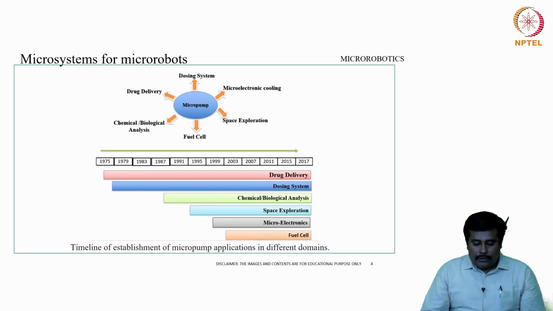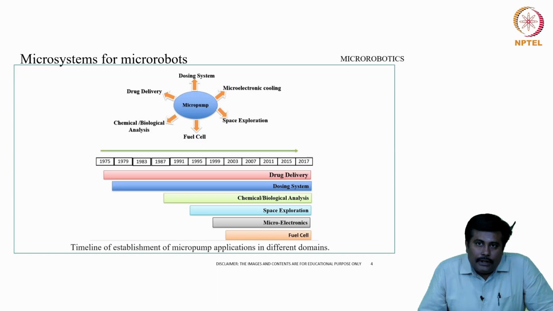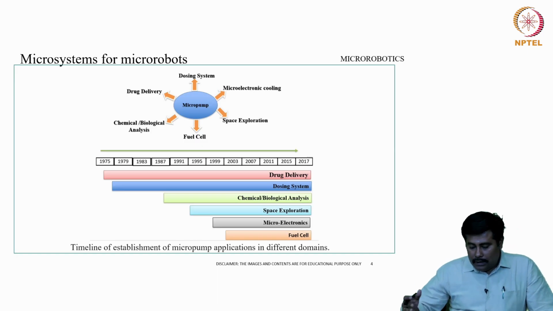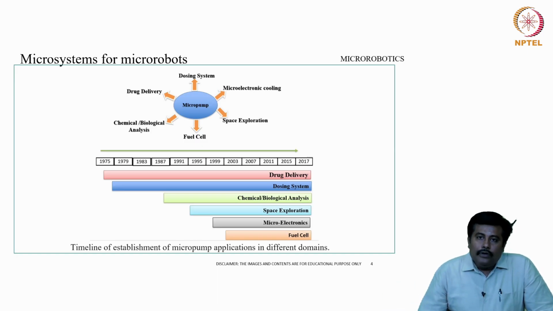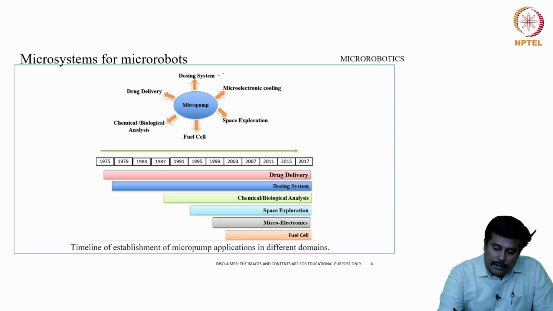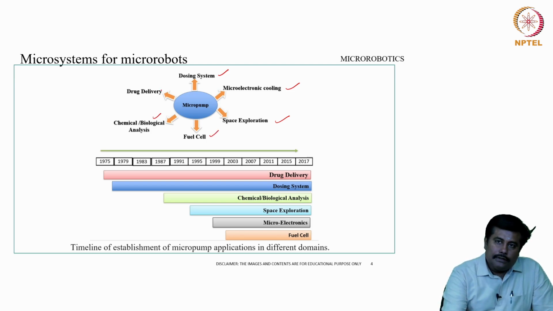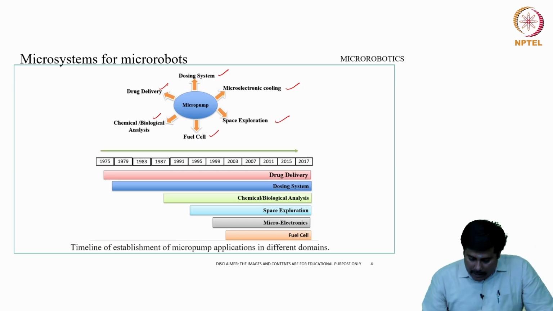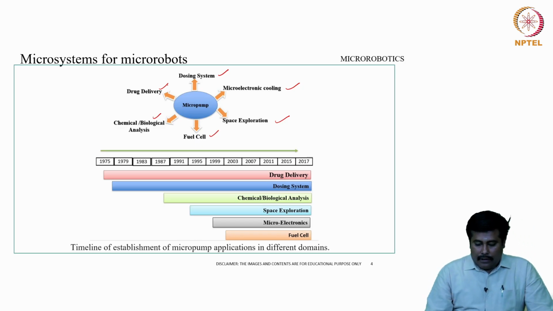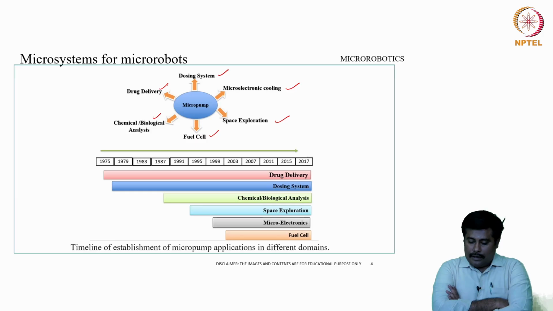Now, if we closely observe the overall application of the micropump with reference to different technological advancements, these micropumps are efficiently used for dosing systems, microelectronic cooling, space exploration, fuel cell related applications, biological analysis, and also targeted drug delivery. In fact, as far as targeted drug delivery is concerned, these micropumps have been efficiently used since 1975.